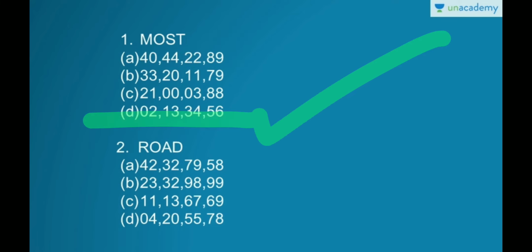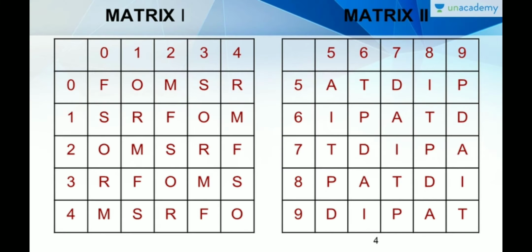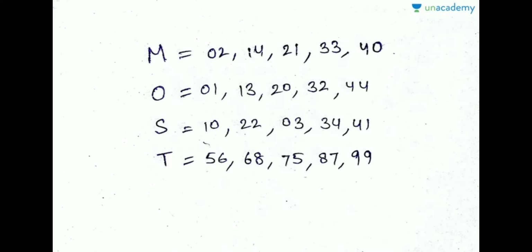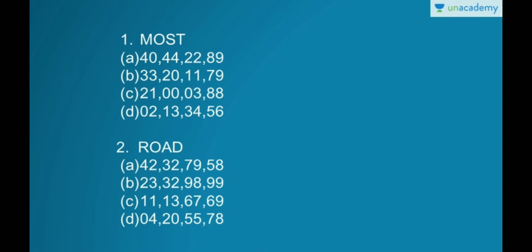Now similarly you will do it for "road" also. You have to find the coding words for R. O we have already done. Then A, you will get the coded numbers for A over here, and then the last one is D. D you will also get from matrix 2 only. When you find it out, you will get this. For R it is 04, 11, 23, 30, 42.